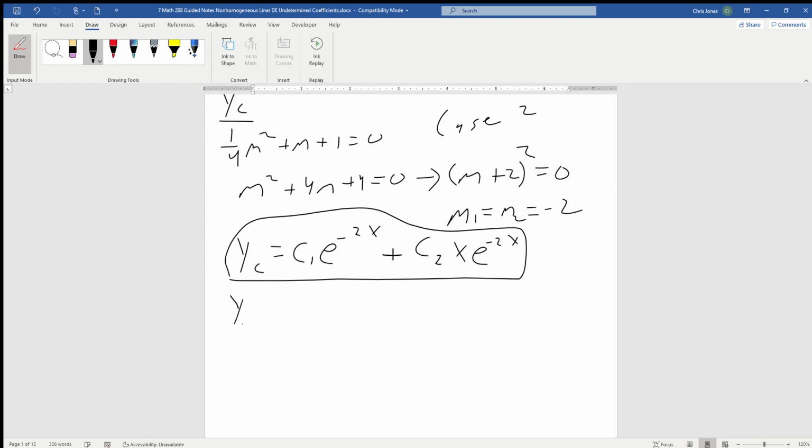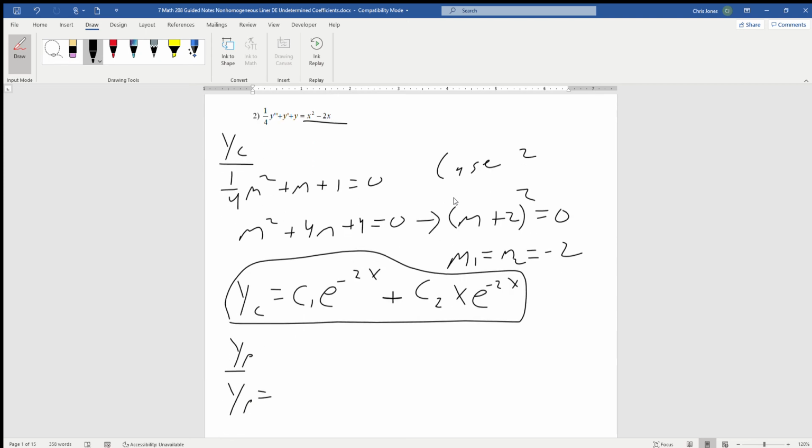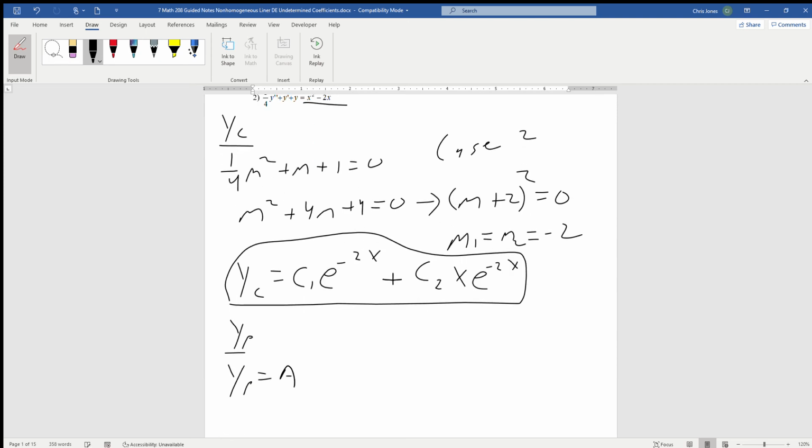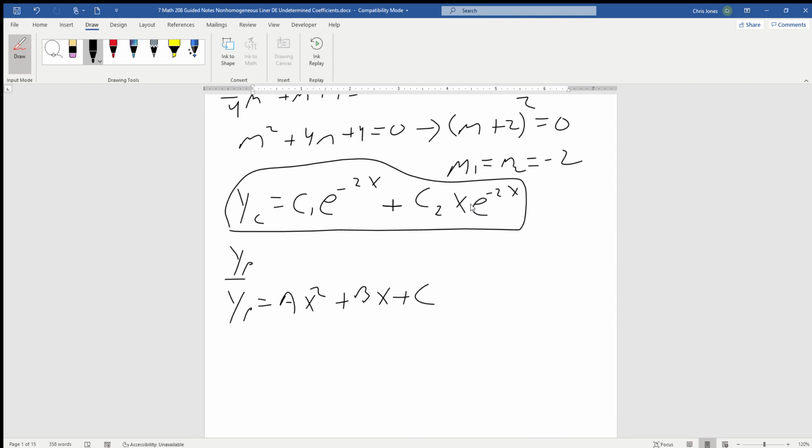Now yp, we need a guess. We look back up, we see that we have a quadratic that it's equal to. So a quadratic has the form ax squared plus bx plus c. Notice that we have a second derivative and we have a first derivative. So we're going to have to find y prime of p, excuse me, and y double prime of p. And both of those are easy.